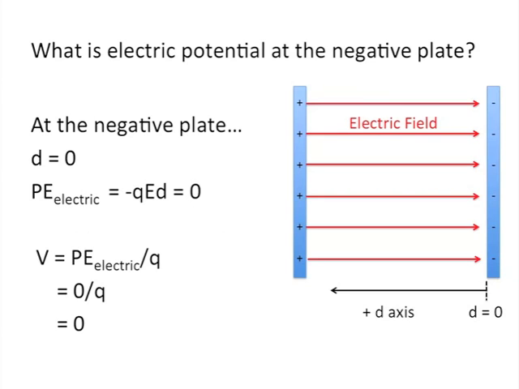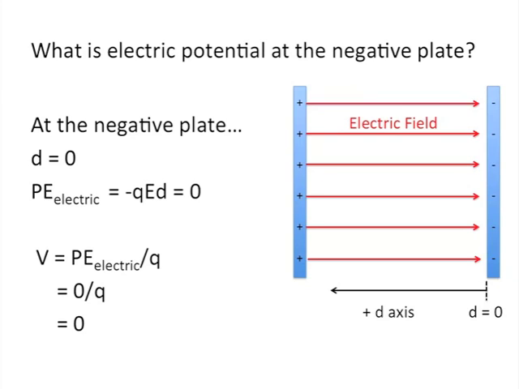What is the electric potential at the negative plate? At the negative plate, the position D is 0. We will always set up our coordinate system that way, so D will always be 0 at the negative plate. Because of that, the electric potential energy will always be 0 at the negative plate.